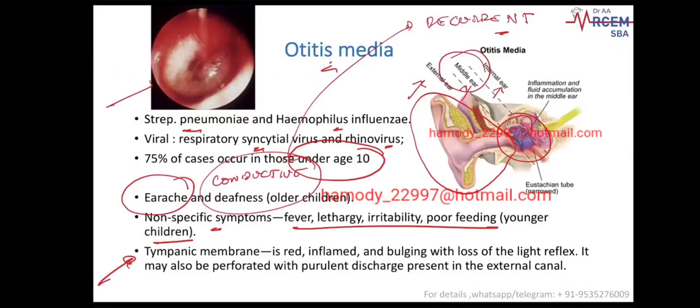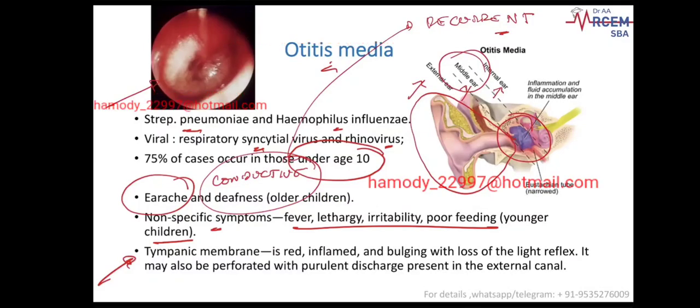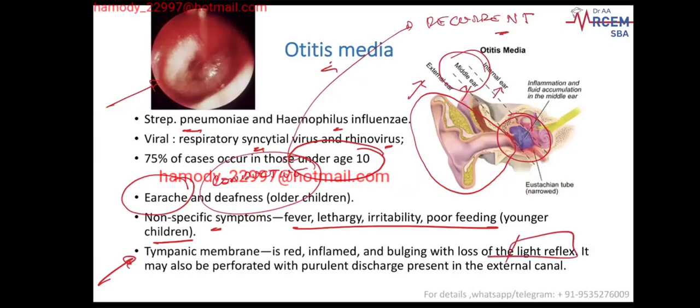The tympanic membrane is red. That is erythematous. Red means erythematous color. Bulging. Along with it, a light reflex will usually be absent. What is the light reflex? So you need to be aware of what the light reflex is.